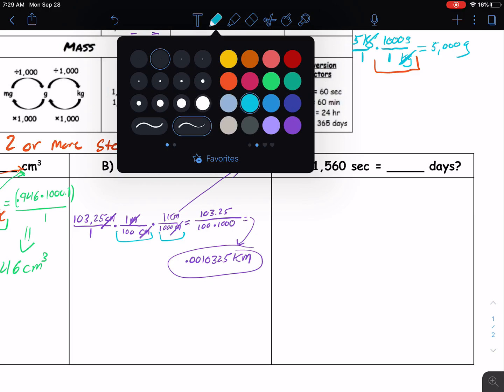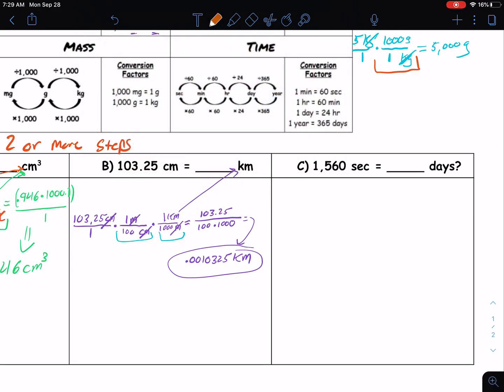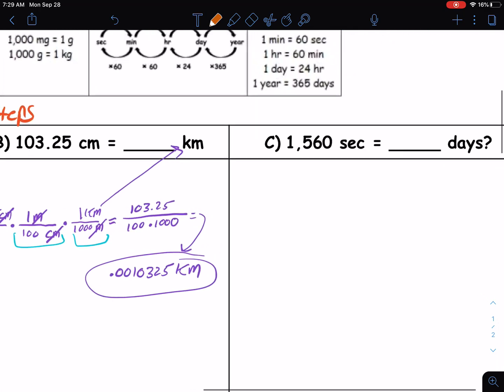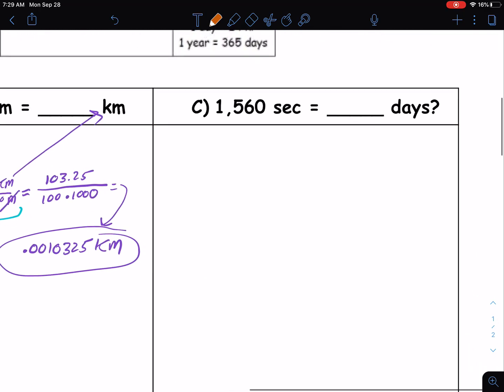Okay, let's work our way through this problem now. We're going to start with what we know. We know we have 1,560 seconds. We're going to put that over 1. We want to go increasing units, so we're going from seconds to days. So we are going from a smaller unit to a bigger unit. So we have silly babies dancing. So we know we are going to be dividing here.